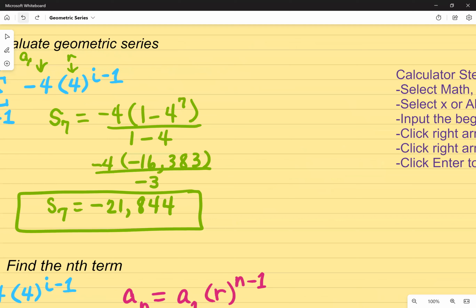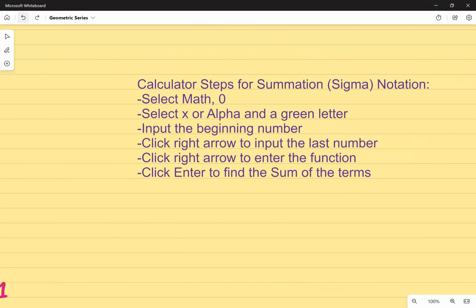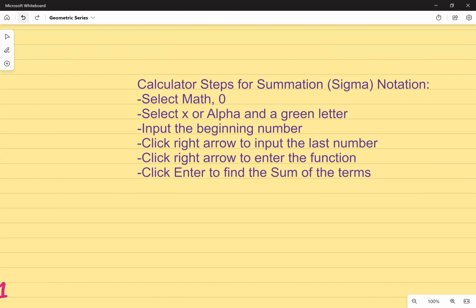And I put the calculator steps over here so you can see it. You can write this down. But if you go to the calculator, you can actually type in your summation notation by going to math. And you can either press 0 or you can just press up, and you'll see the summation notation right here. And that will allow you to put your information in, and you notice I still got the same answer, -21,844. So there are the steps.